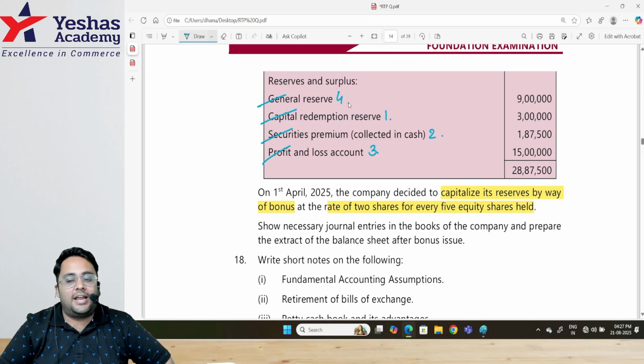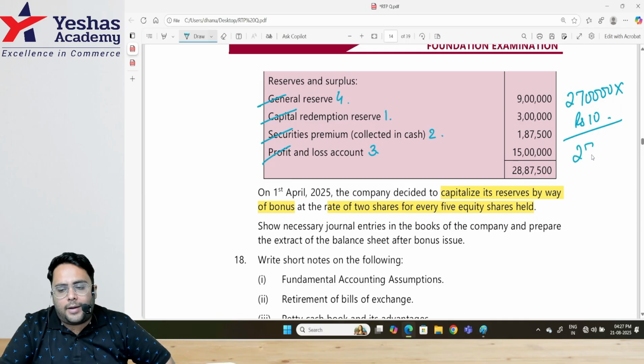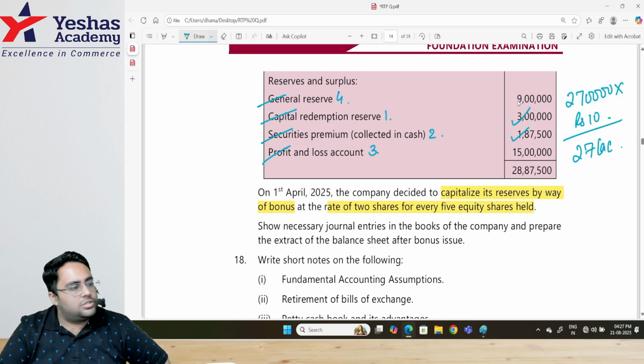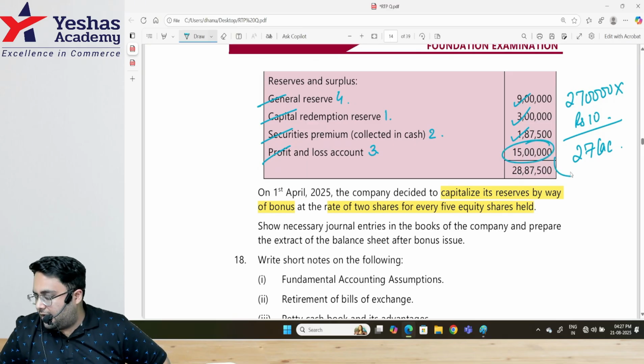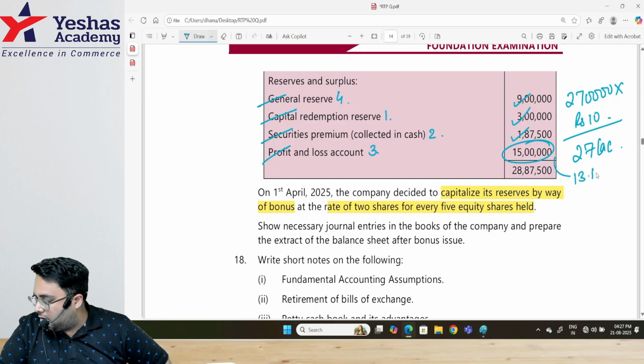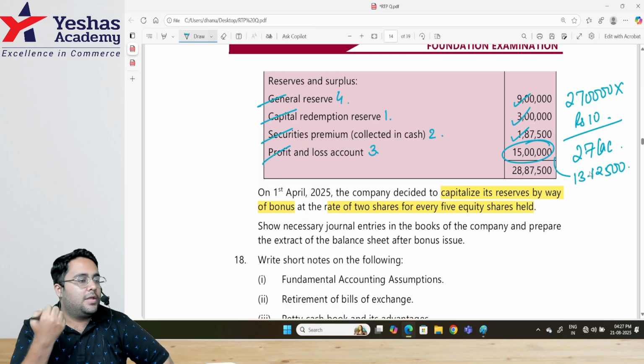No. Check how much money you need. 2,70,000 shares into, what is the value of each share? 10. So you need 27 lakh. 3 lakh will be taken, 187,500 will be taken, then you can use general reserve of 9 lakh and how much of PNL? 27 lakh minus 9 lakh minus 3 lakh minus 187,500. 12,500 will be taken from PNL account.